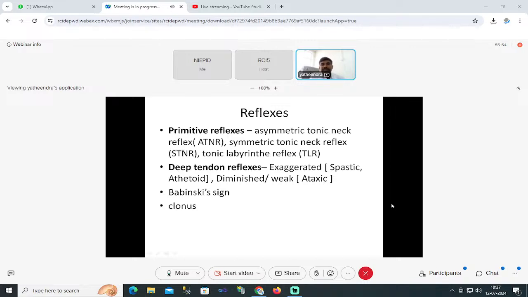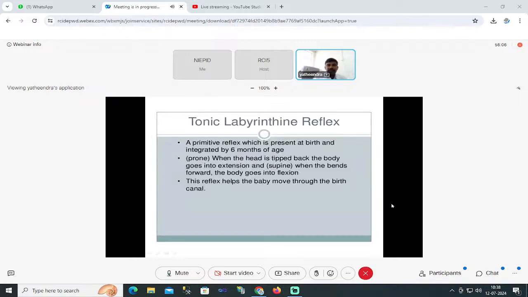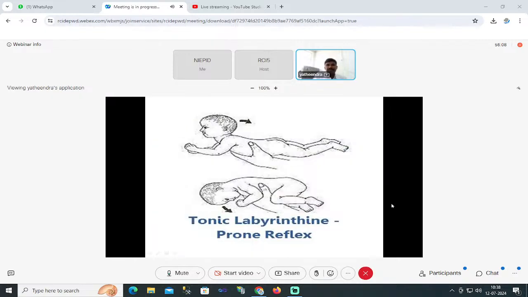You see the names: asymmetric tonic neck reflex, symmetric tonic neck reflex, tonic labyrinthine reflex. Then deep tendon reflex, which is common in adults also, we will check. Then Babinski sign and clonus. So I'll explain these primitive reflexes. Okay, can you see the first one?